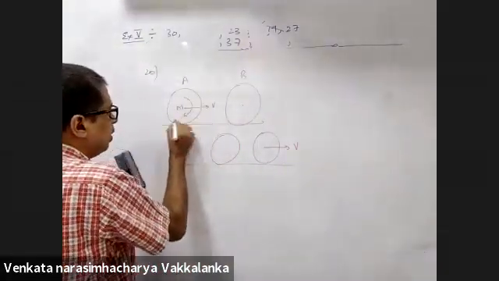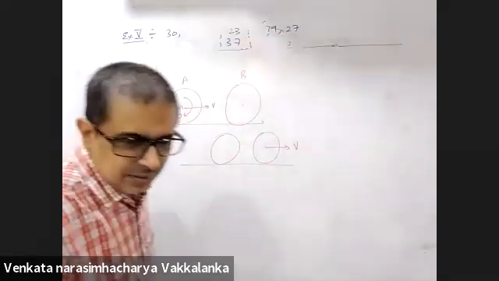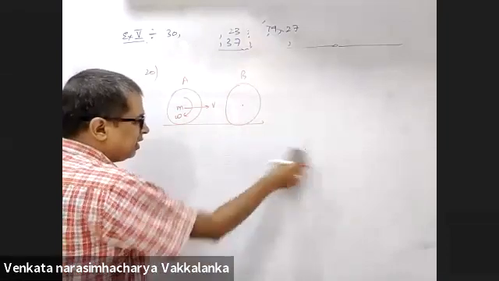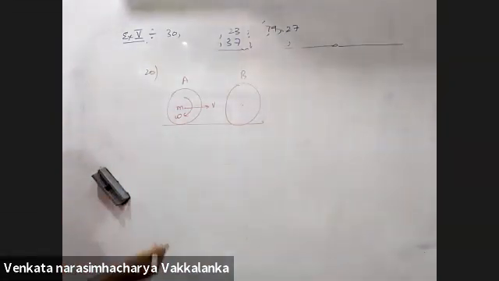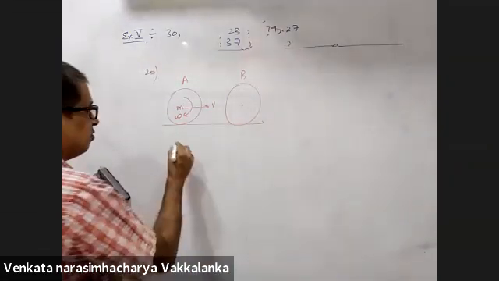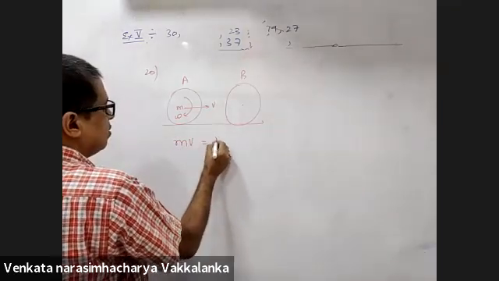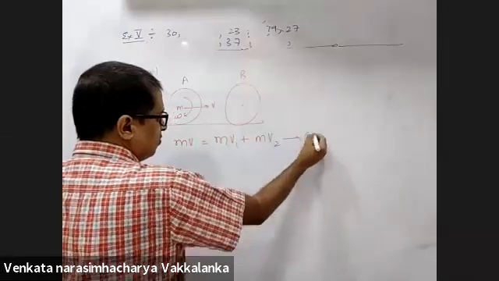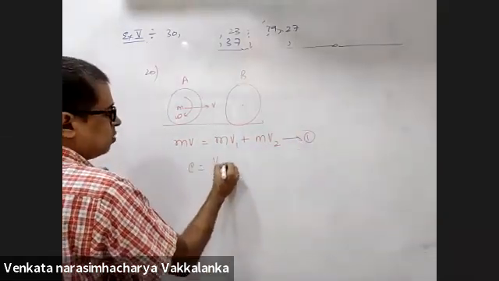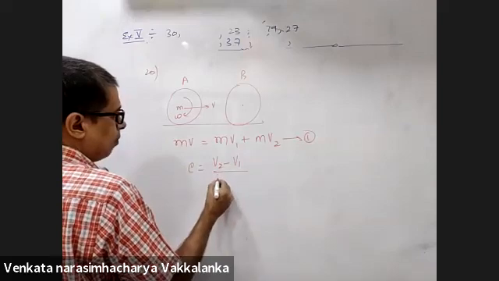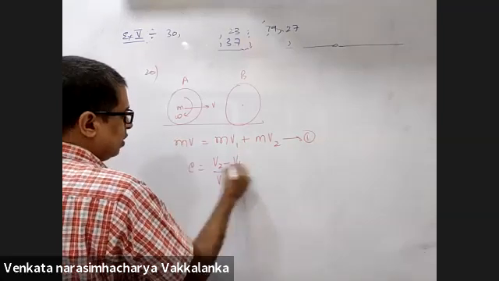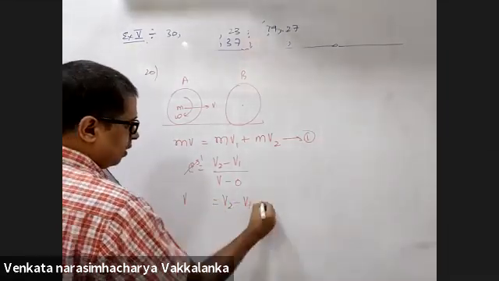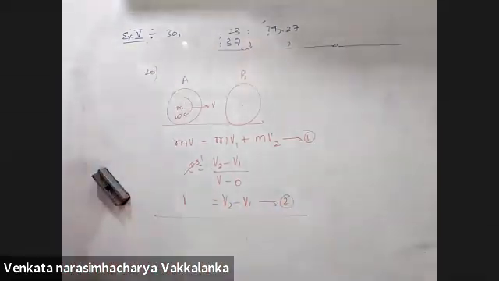This has omega. Kinetic energy should be conserved. Have a look at it. mv is equal to m into v1 plus m into v2. This is my first equation. Small e is v2 minus v1 upon v minus 0. Small e is 1. v2 minus v1 is equal to v. This is my second equation.